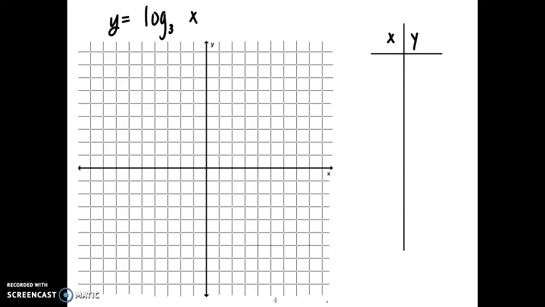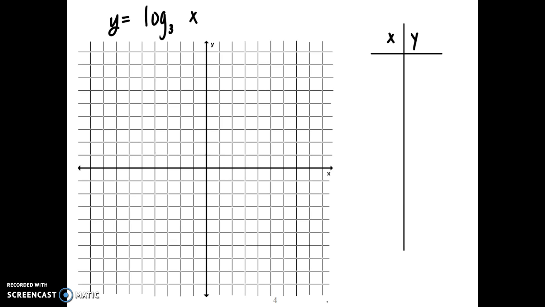Okay, so we're going to graph y equals log base 3 of x. And this is the inverse to an exponential function that has a base 3. Because this is the inverse of an exponential function, you know that inverse functions switch x and y values.